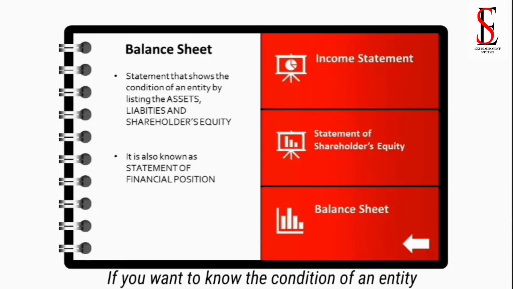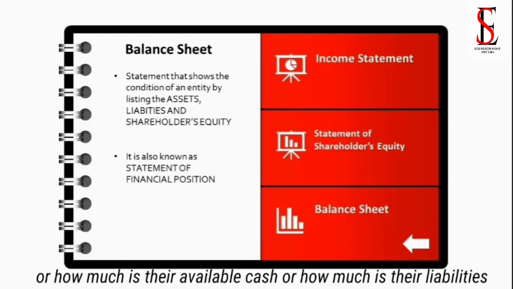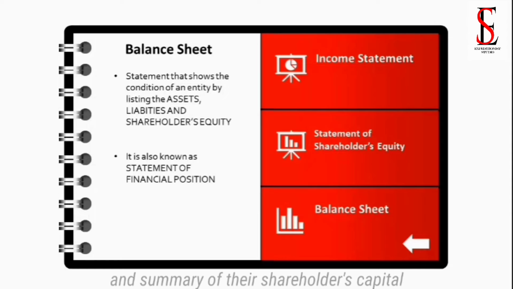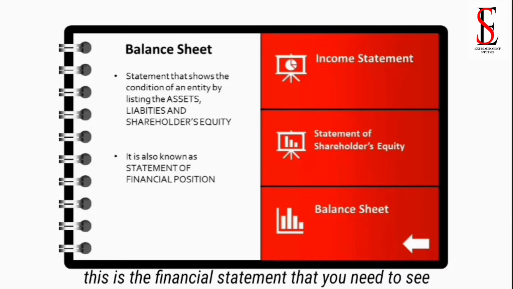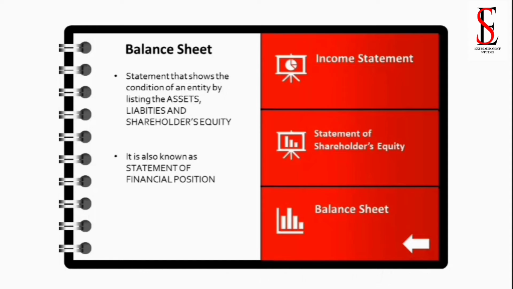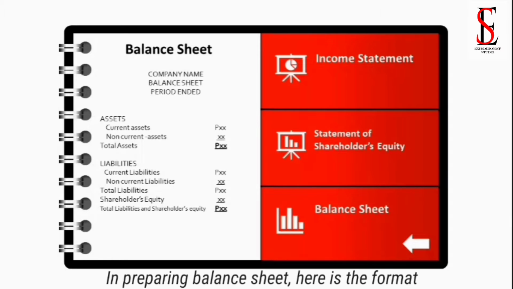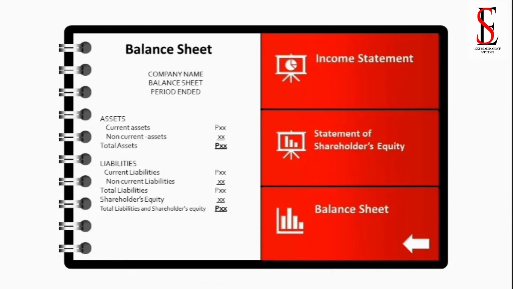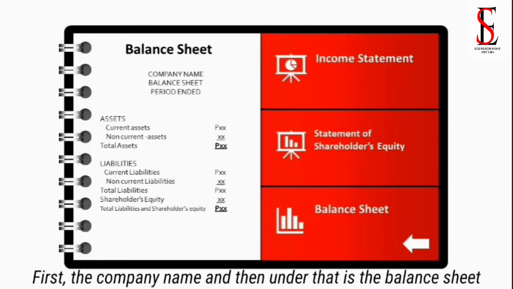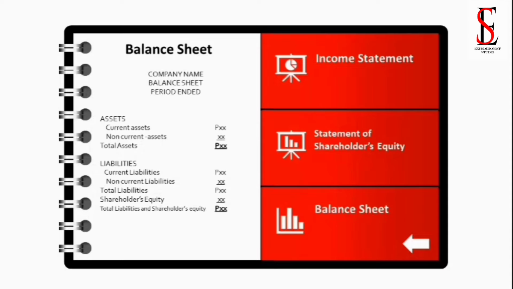So, if you want to know the condition of an entity or how much is their available cash, how much is their liabilities, and a summary of their shareholders' capital, this is the financial statement that you need to see. So, the balance sheet is also known as statement of financial position. So, in preparing balance sheet, here is the format. First is the company name, and then under that, the balance sheet, and then period ended.